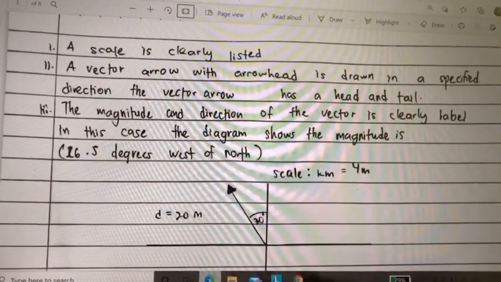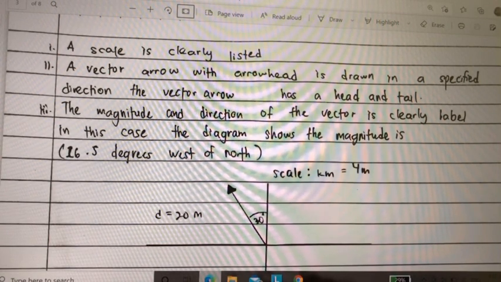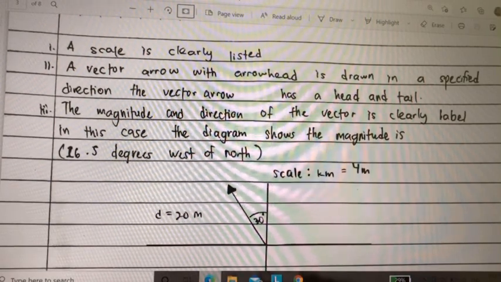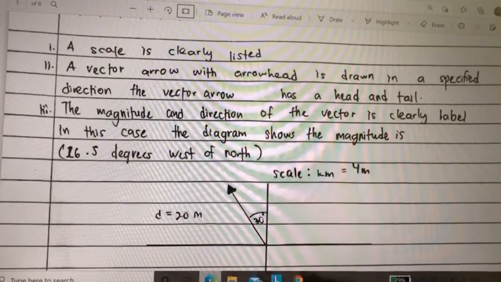A scale is clearly listed. A vector arrow with an arrowhead is drawn in a specified direction. The vector arrow has a head and tail. The magnitude and direction of the vector is clearly labeled. In this case, the diagram shows the magnitude is 26.5 degrees west of north.